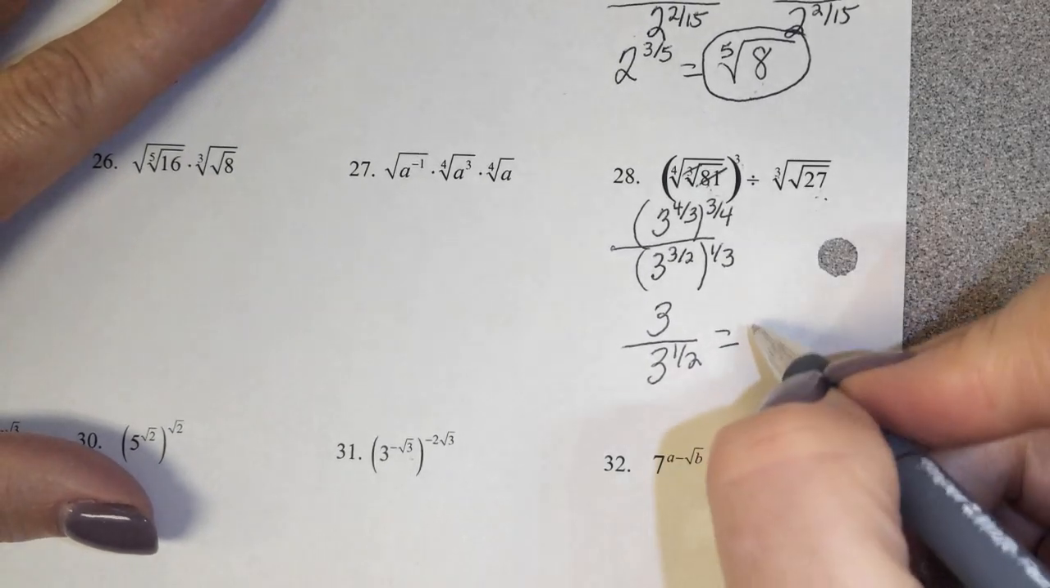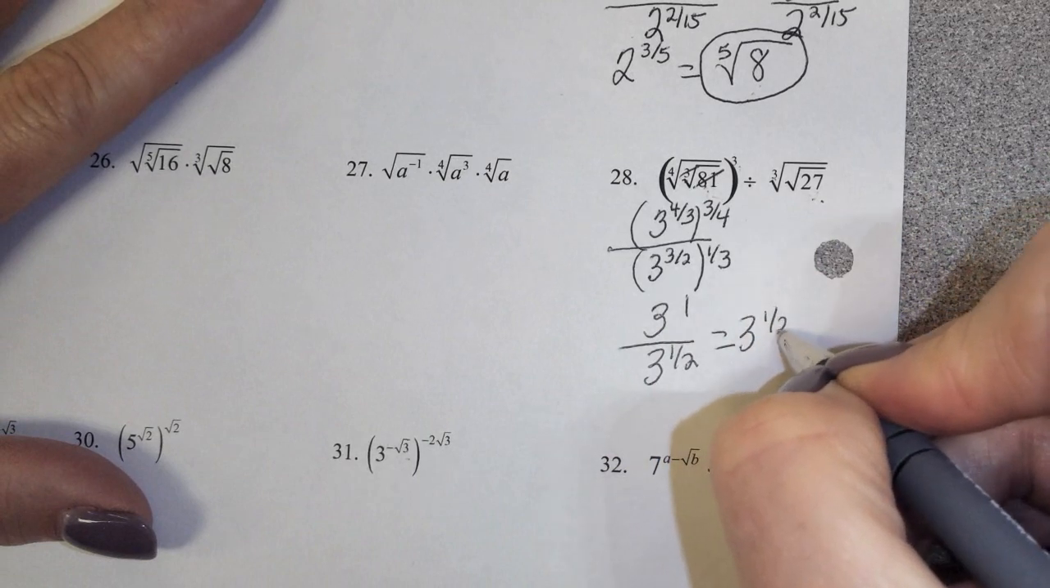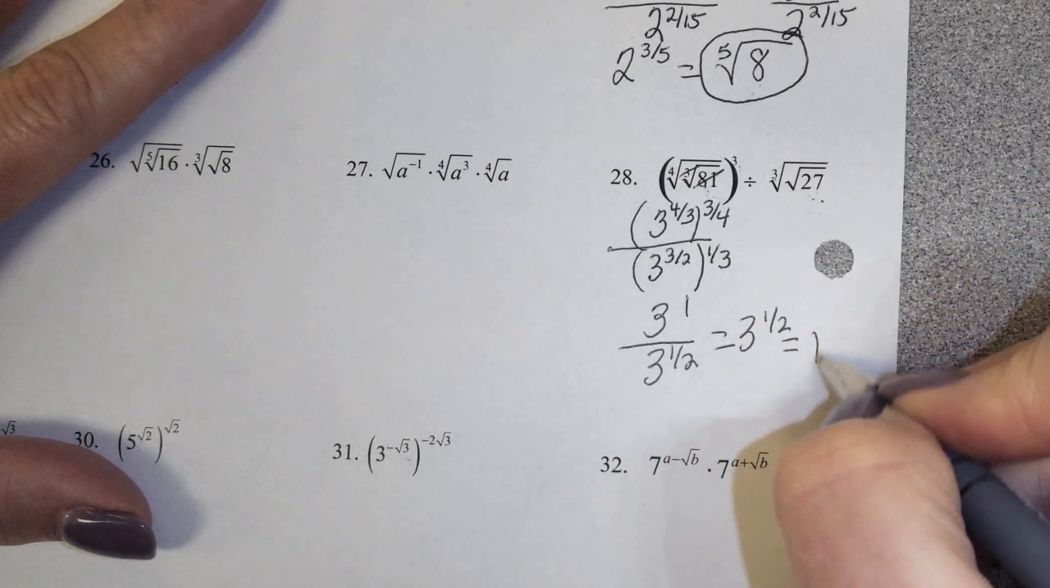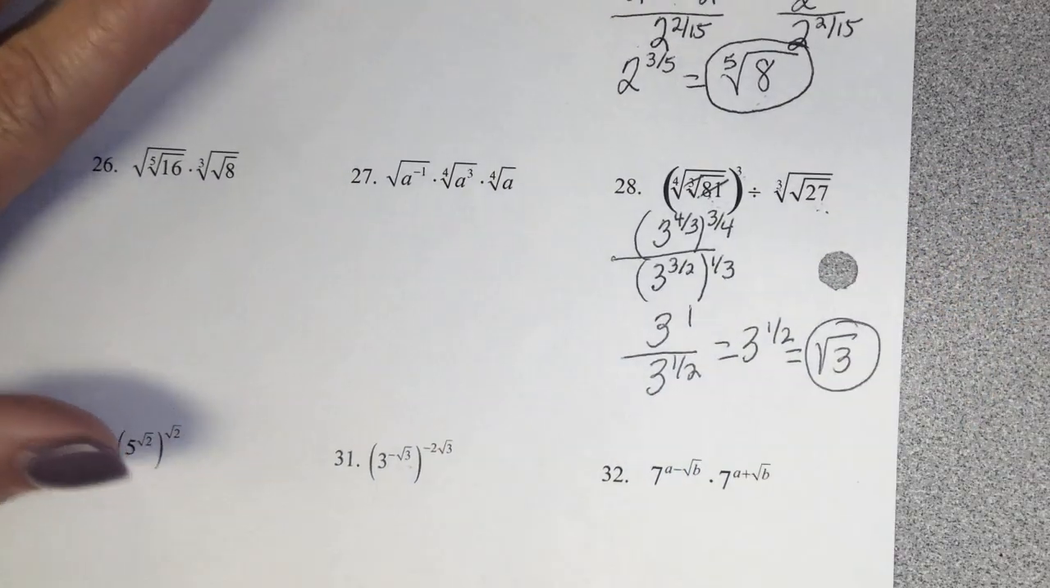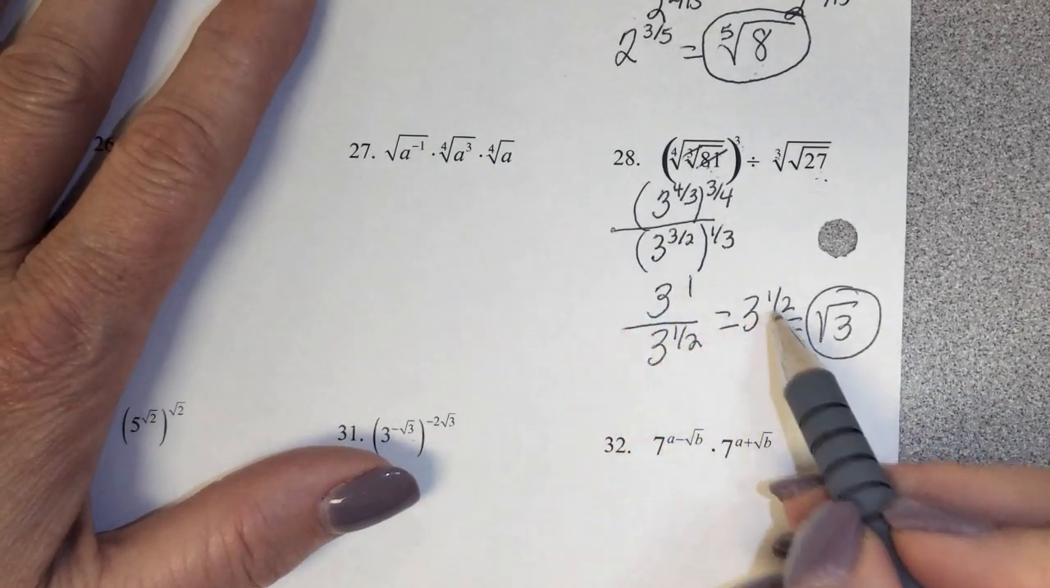Alright, he is correct. These bases are alike. We subtract the exponents. And then it is radical 3. He was correct on that. Bases alike, subtract, rewrite.